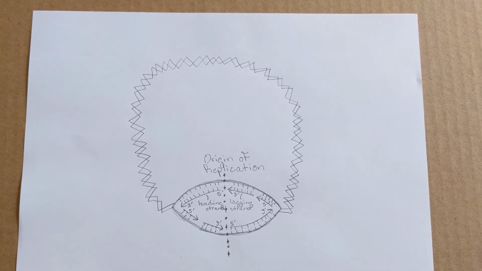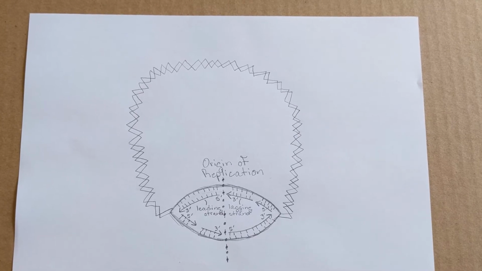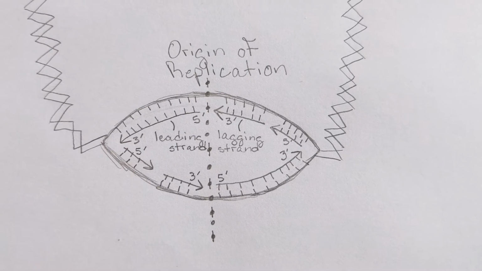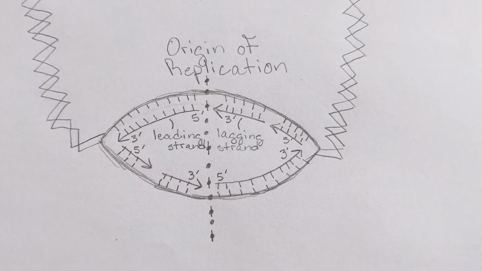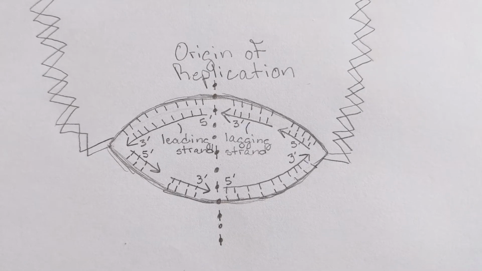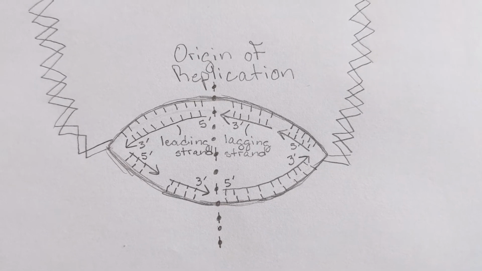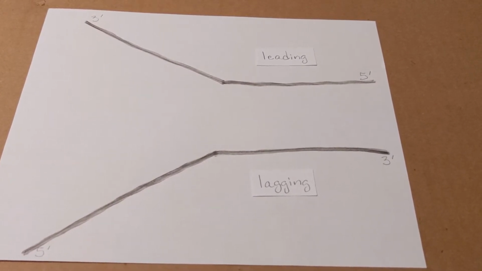Prokaryotic DNA is circular, and during this process it will form only one replication bubble. As seen in the drawing, the top of the bubble is the origin of replication. Within this, there are two replication forks, one on each end of the bubble. This is what a replication fork looks like up close.